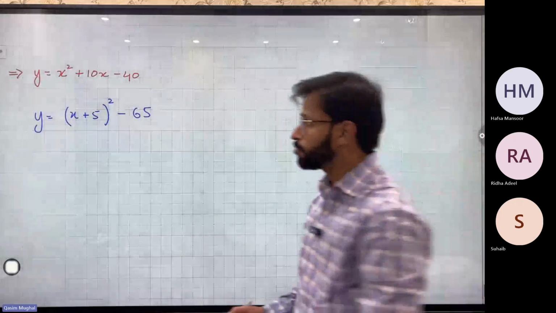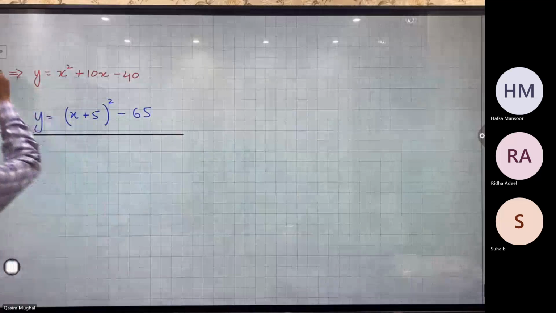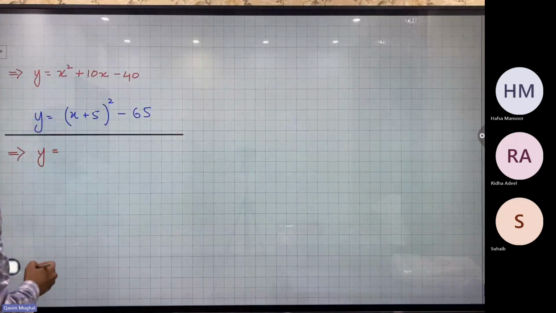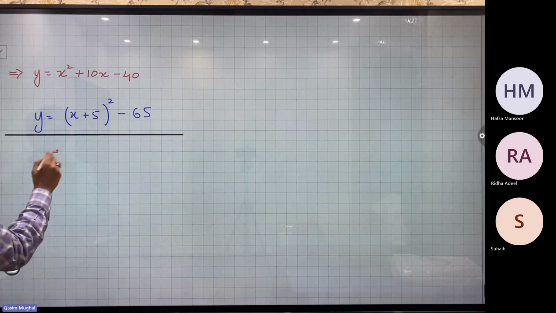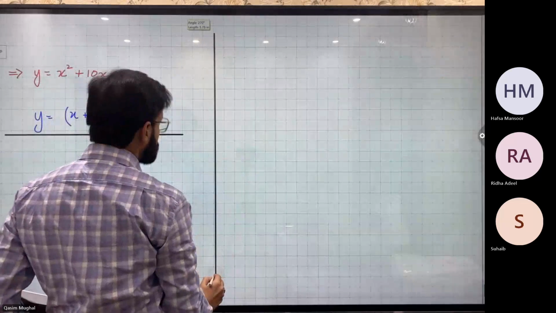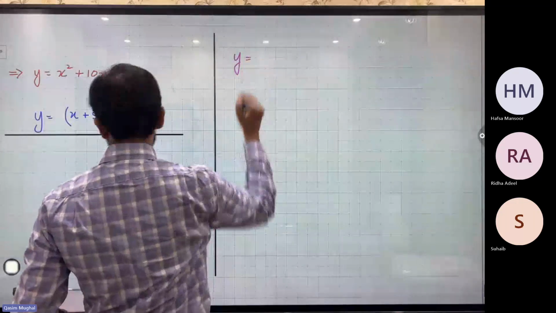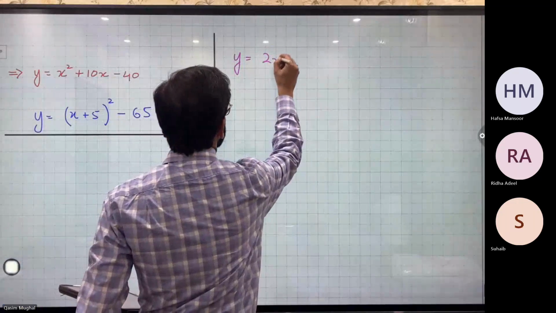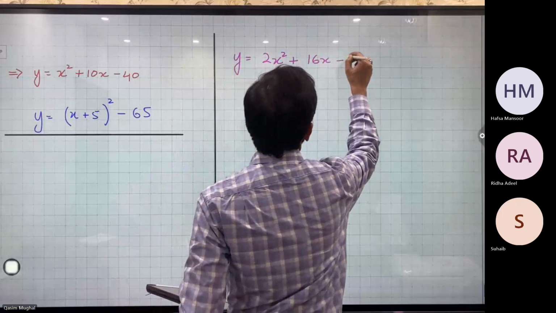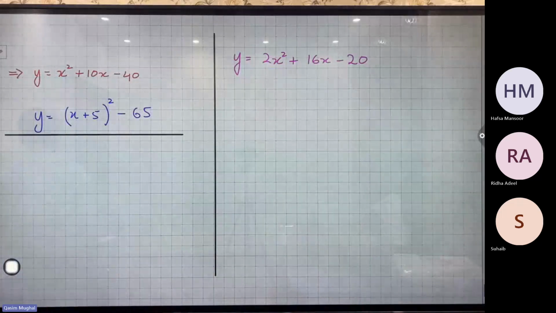Now let's move on to a question which is a little different from this. Y equals 2x squared plus 16x minus 20. What is the coefficient of x squared in this case?